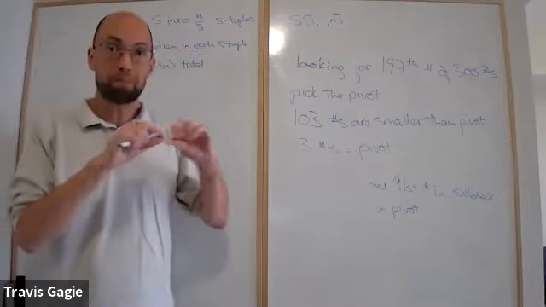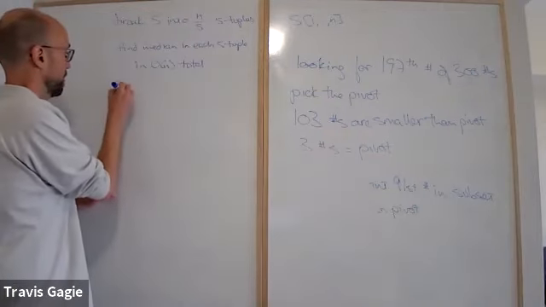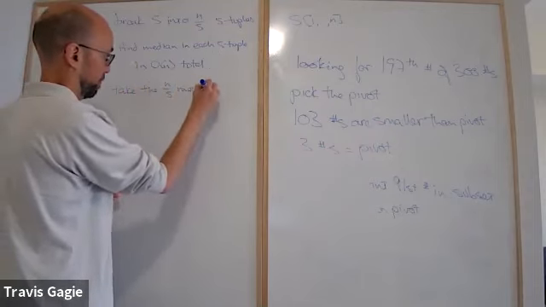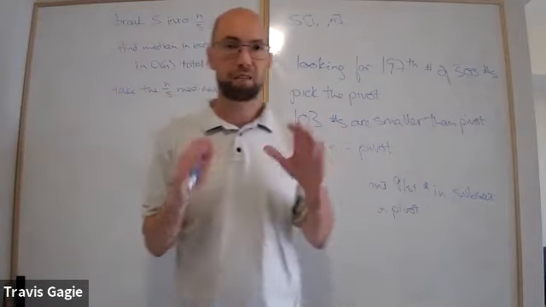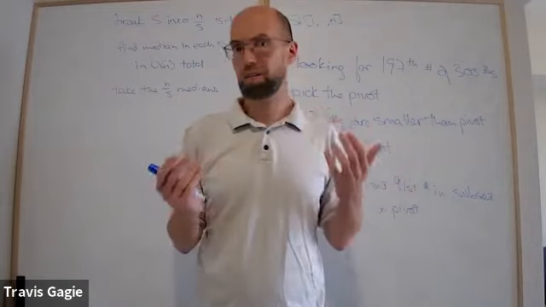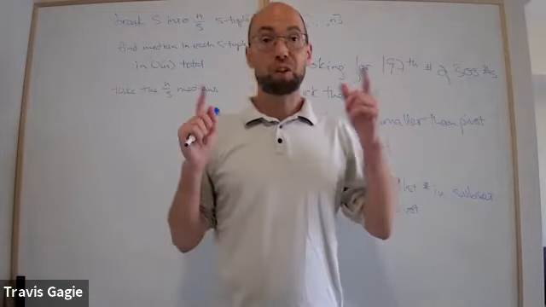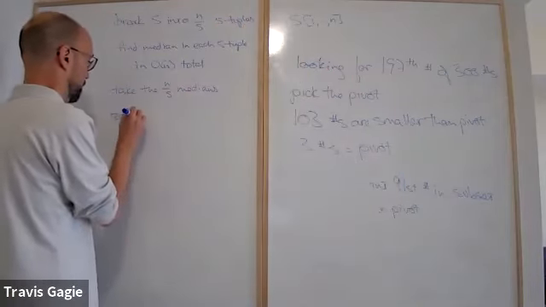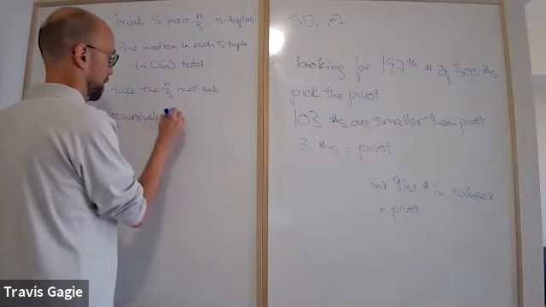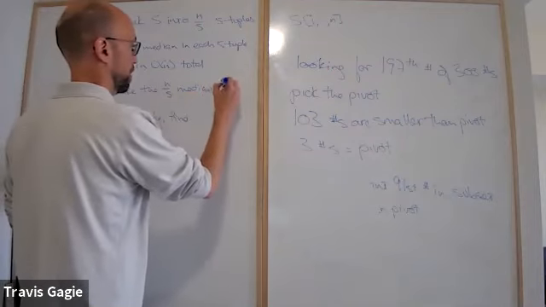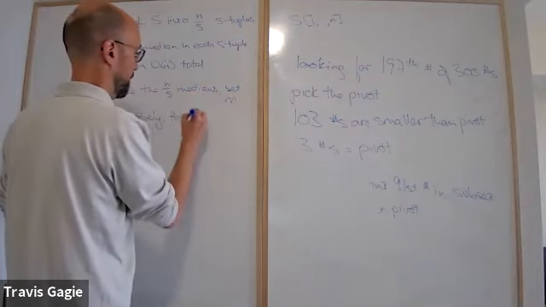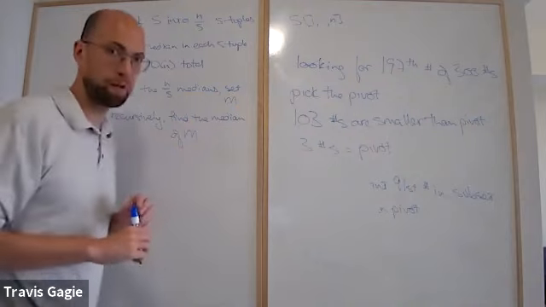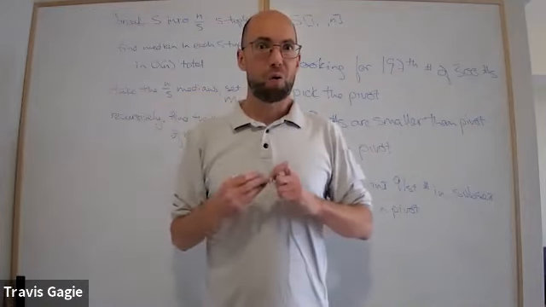Now, take the medians, take the n over five medians. Okay, so now we're going to call this M. Recursively find the median of the set M. Okay, what does that mean?